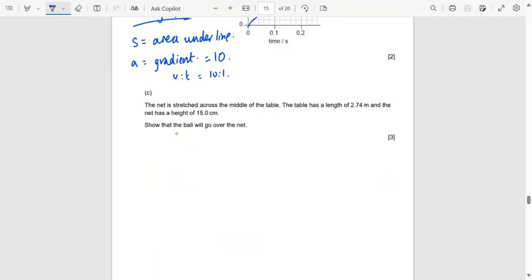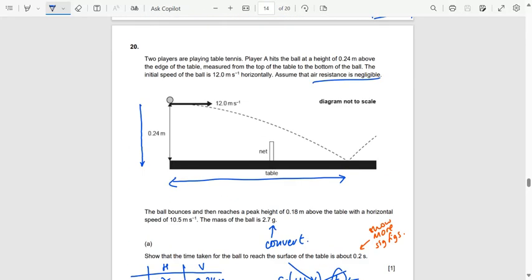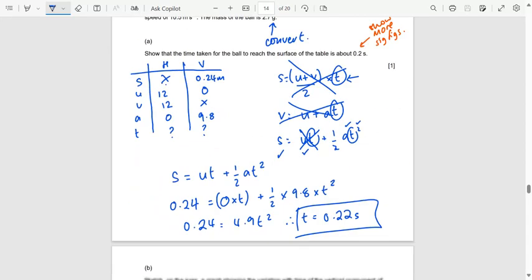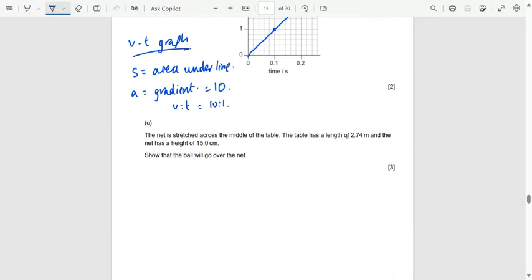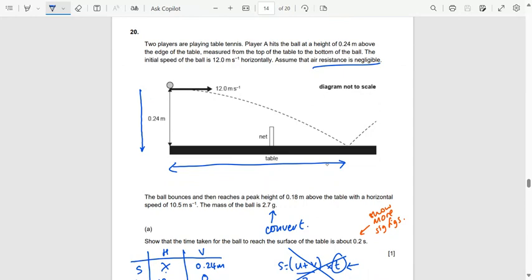For this question, we're asked to show that the ball will go over the net. So we have a diagram here and we're given additional information. So we are told that the table length is 2.74 meters and the net has a height of 15 centimeters. So I'm just going to go up here. We're told that the table is 2.74 meters and the net is halfway across.